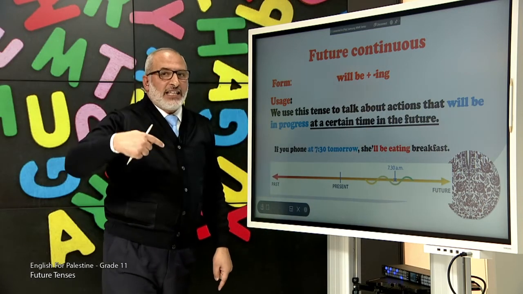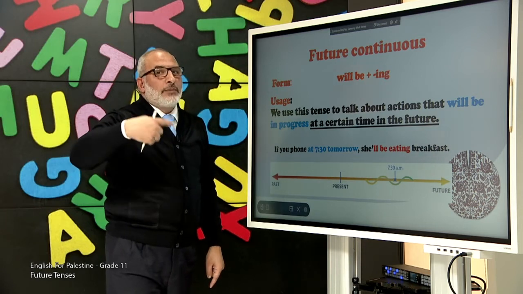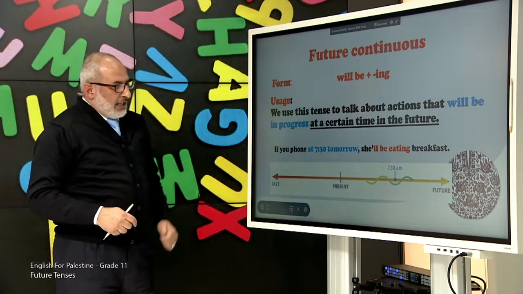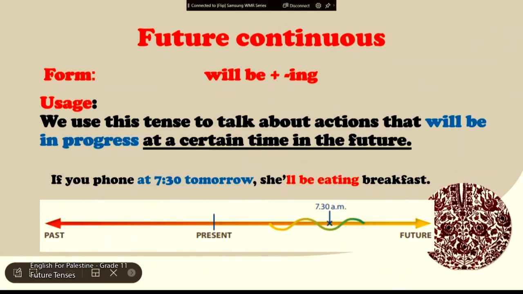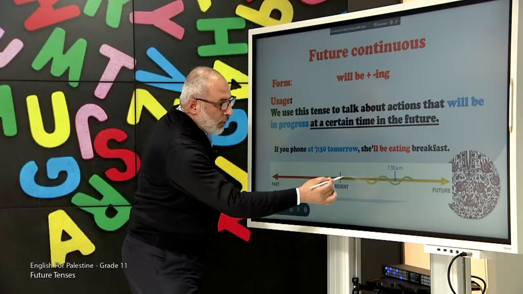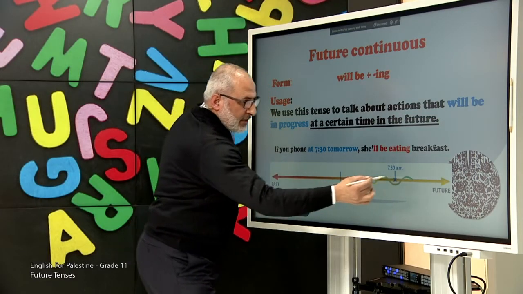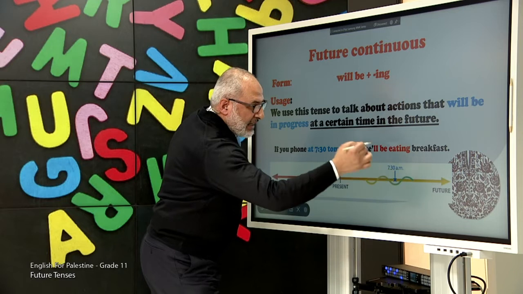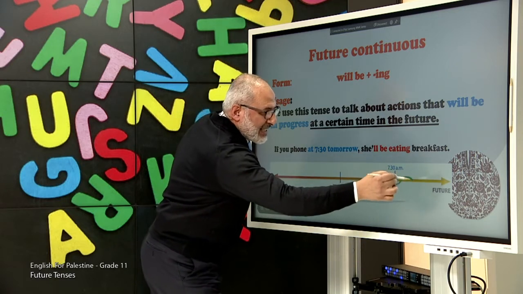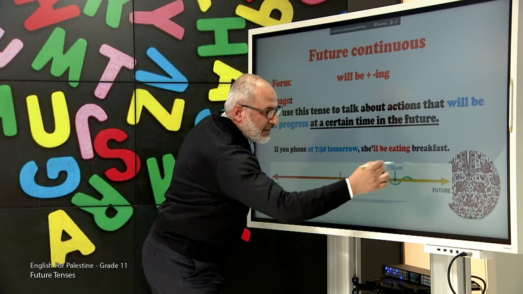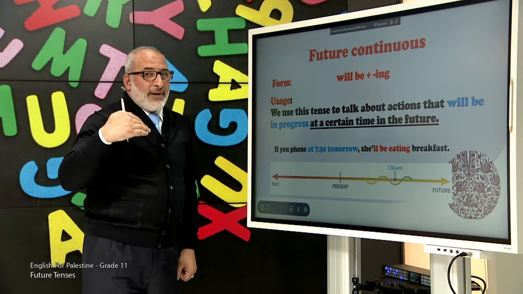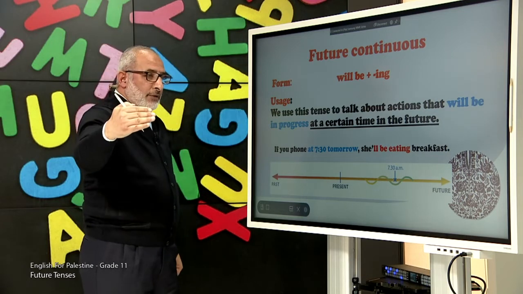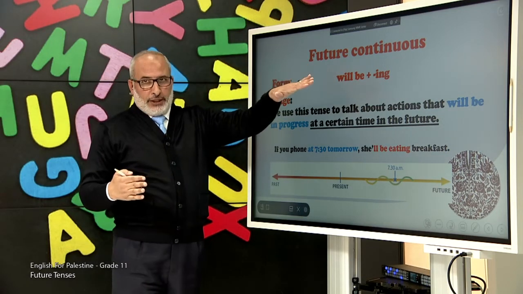So at 7:30 tomorrow, the action will be in progress. She will be eating her breakfast. Let's look at the timeline here. This is the present, and all of this is the future. Here, actions are happening. Now, the action is in progress. The action is continuous at 7:30. So, when we talk about actions that will be in progress at a specific or certain time in the future, we use future continuous, okay?